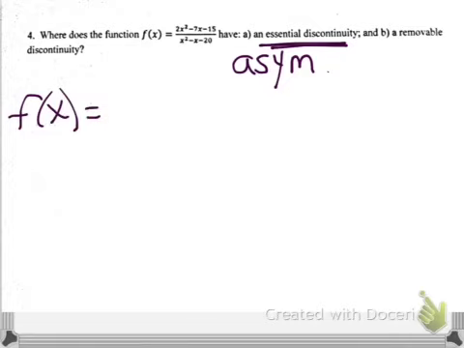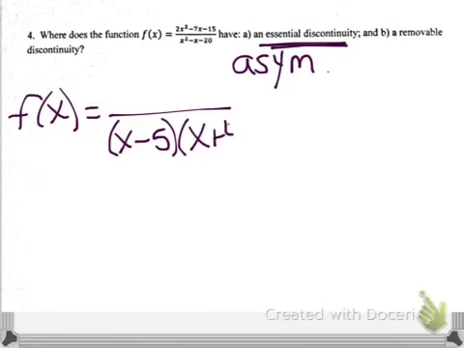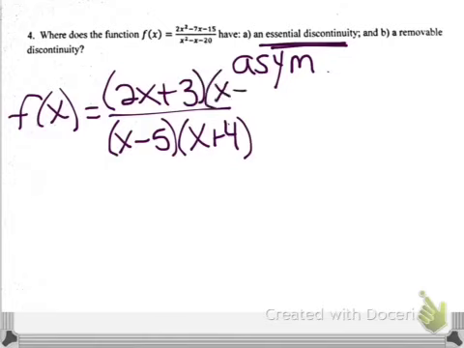Okay, last one. Where does this function have an essential discontinuity and a removable discontinuity? So remember, essential discontinuity really just means asymptote. So how do you find the asymptote of this function? Well, you could just factor. If I factor, we get what, guys? x minus 5 and plus 4. Numerator, I'm going to factor as, let's see, plus 3 and minus 5.